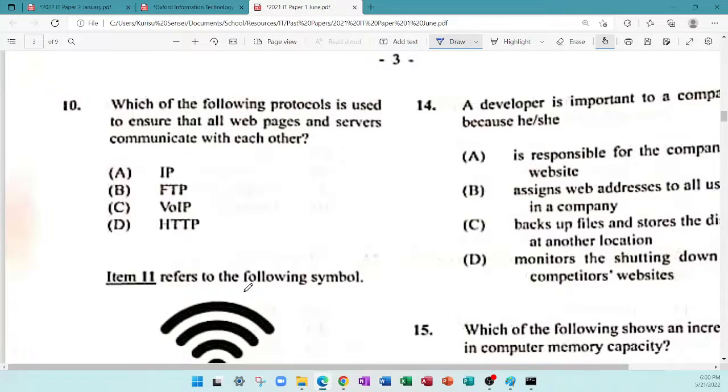Alright, 10. Which of the following protocols is used to ensure that all web pages and servers communicate with each other?